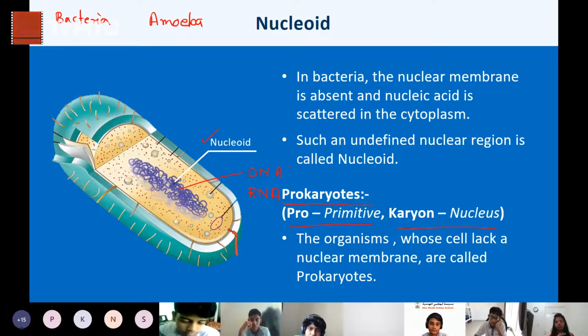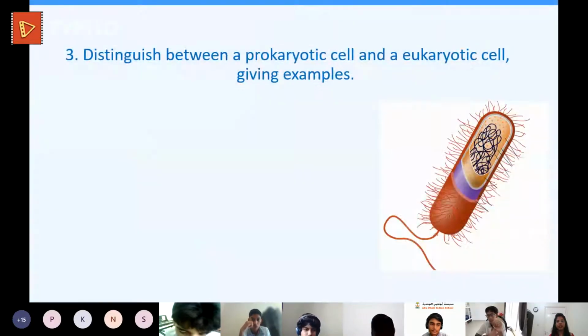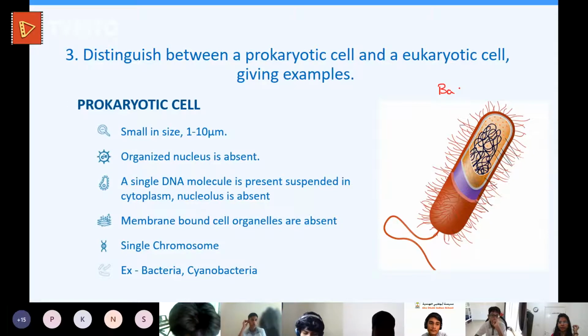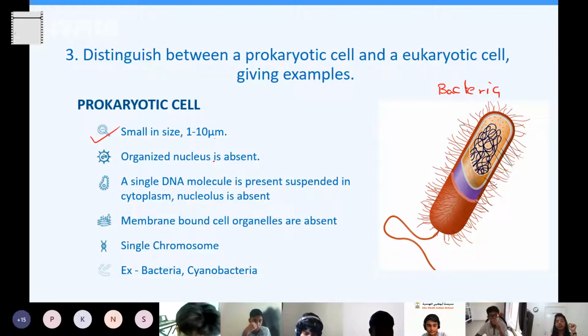Now let us talk about the prokaryotic cell, the cell which has nucleoid. This is another picture of bacteria. These bacteria are very small in size, 1 to 10 micrometer. And this is a new symbol, isn't it? Micro. It is called mu. Mu meter. So micrometer, it is 10 to power minus 10 meter, which is a very small unit. So it is very small in size, much smaller than our cell.